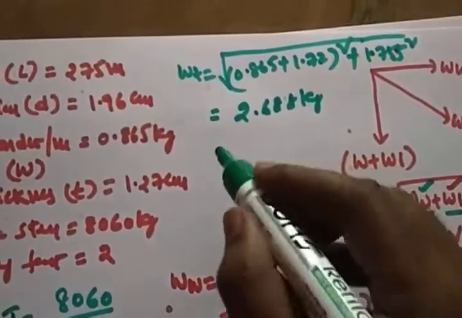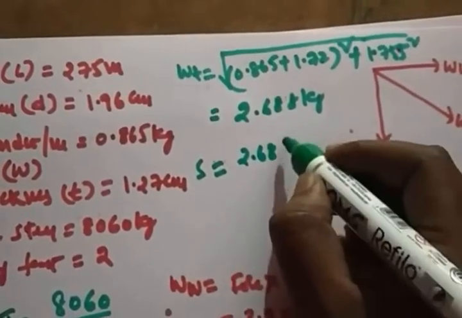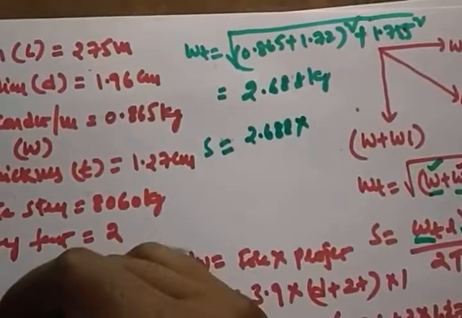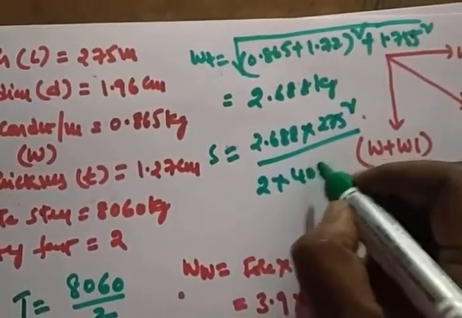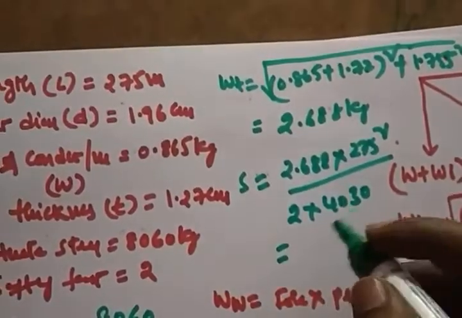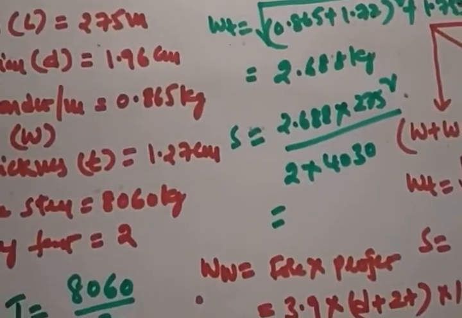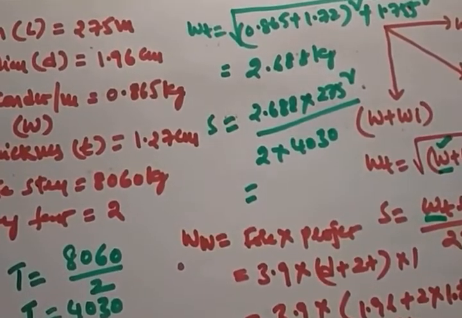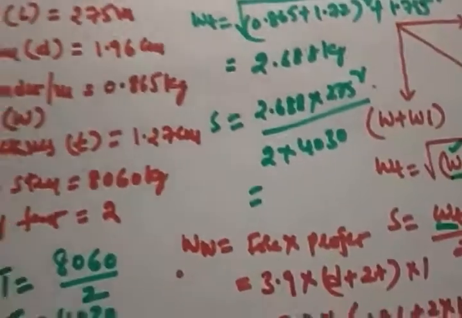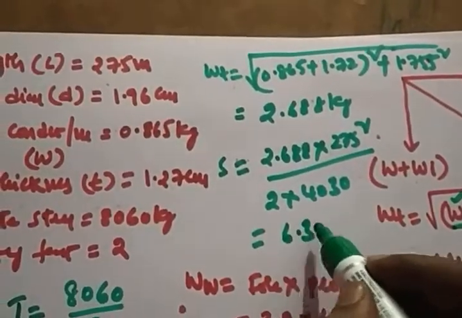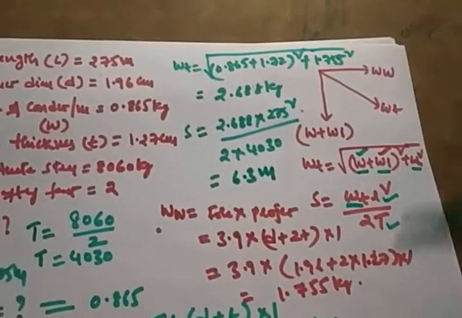From that you will calculate the sag value. What is the formula for sag? 2.688 into the L value. You know the L value, 275 is given. You got the tension value, 2 into 4030. From this you will get the sag, whatever it may be. This is one type of problem if they ask when ice loading is present on the system. From this you will calculate the sag value, 6.3 meters. This is the way you have to calculate when ice loading is present in the system.